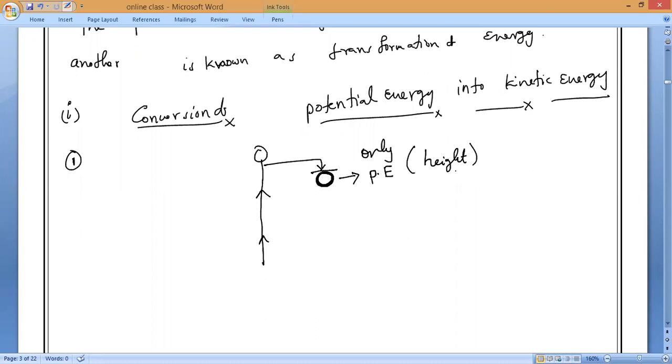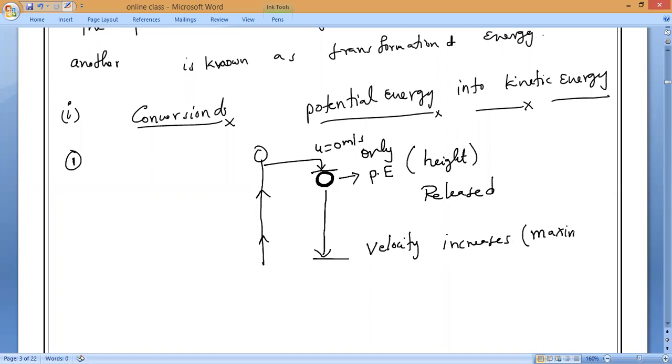Now, all of you observe very carefully. When the boy releases this ball and it comes towards the ground, is the velocity increasing or decreasing? Initial velocity is zero, and before touching the ground, what is the velocity?